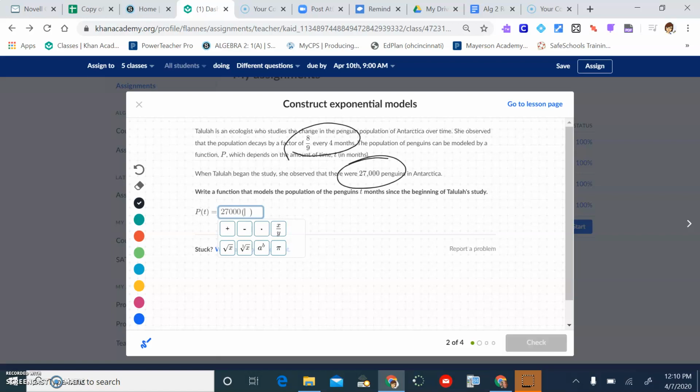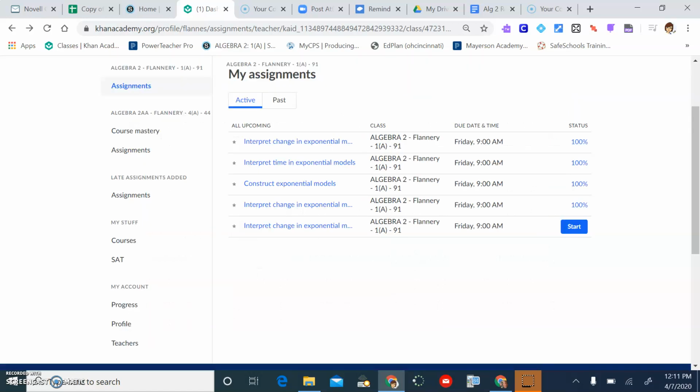The rate, it says that it's decaying by a factor of. And when they say factor, they are telling you the rate. You don't have to do any addition or subtraction there. And we're going to put in the exponent. In parentheses, t divided by how often they said it happened, every 4 months. Boom. Oh, I pushed the wrong button.